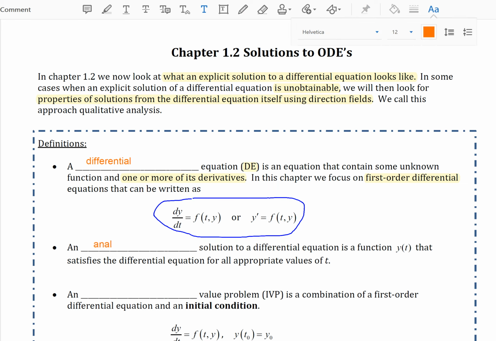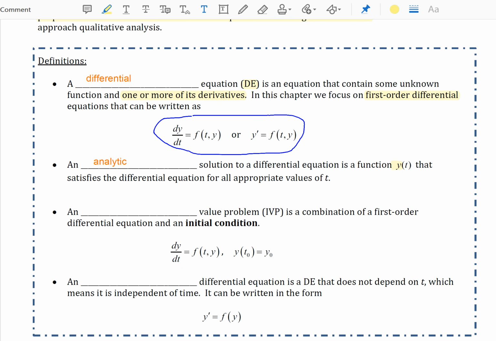An analytic solution to a differential equation is a function y of t that satisfies the differential equation for the appropriate value of t. An initial value problem, sometimes written as an IVP, is a combination of a first-order differential equation and an initial condition that it must go through.